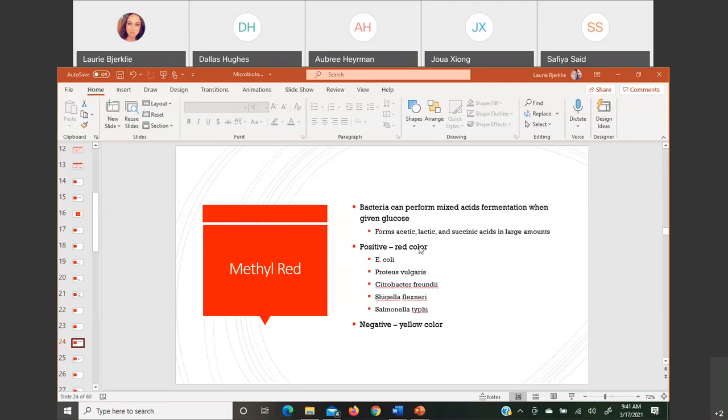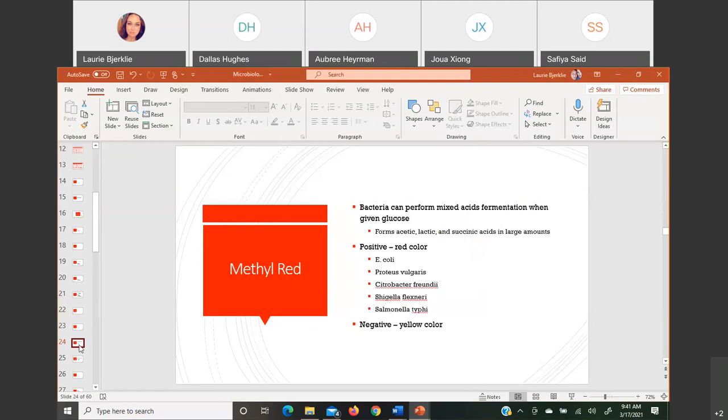So the bacteria that can do this are E. coli, Proteus vulgaris, Citrobacter freundii, Shigella flexneri, and Salmonella typhi. All others will be negative, which is the yellow color. If it's positive, it'll be red, just like the name, methyl red. So those are the bacteria that are known to be methyl red positive.